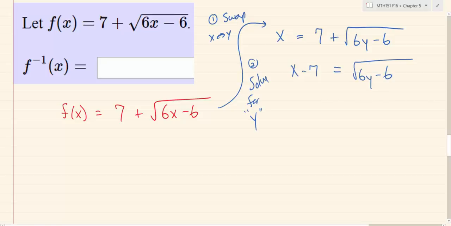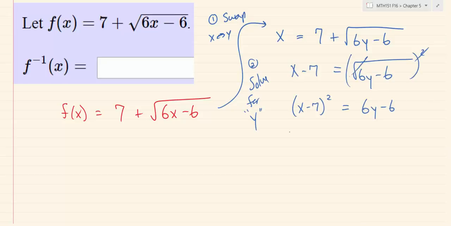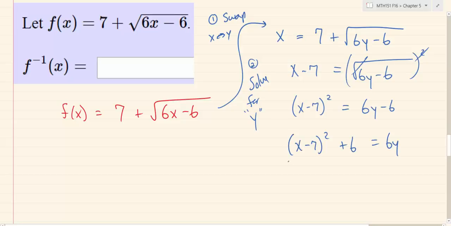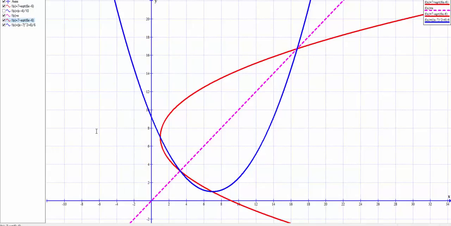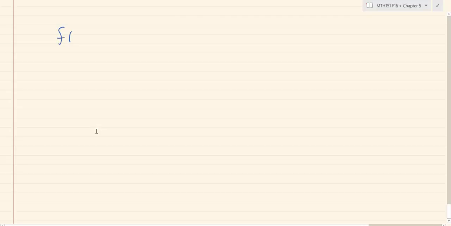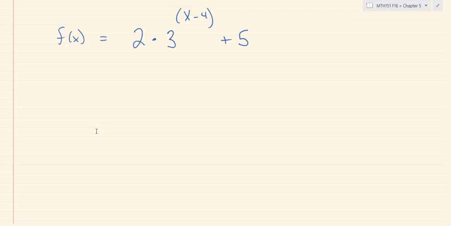Subtract 7. Square both sides. Add 6. Divide everything by 6. So the inverse function is equal to ((x minus 7) squared plus 6), all divided by 6. There's a lot of symmetry built into this thing. Okay, here's one more function. Find the inverse function. Swap x and y.